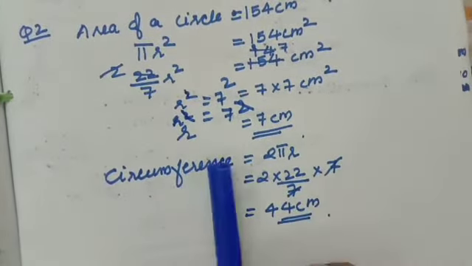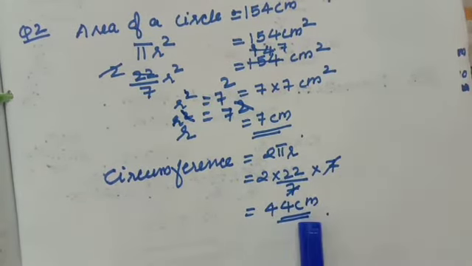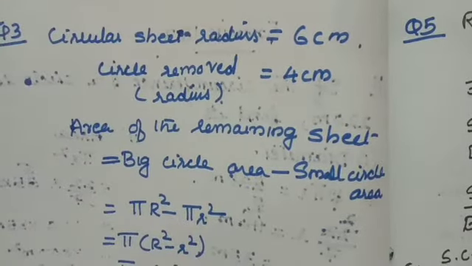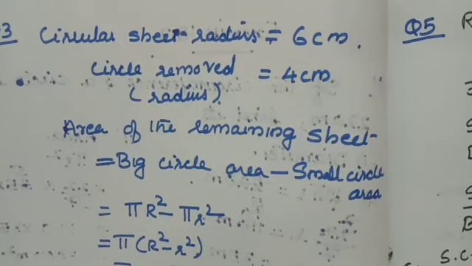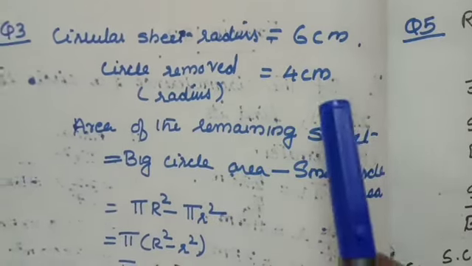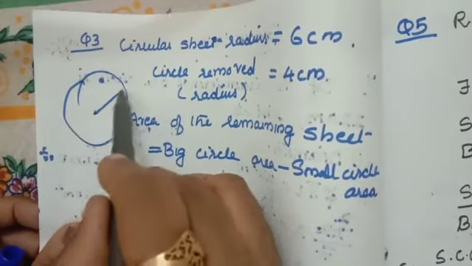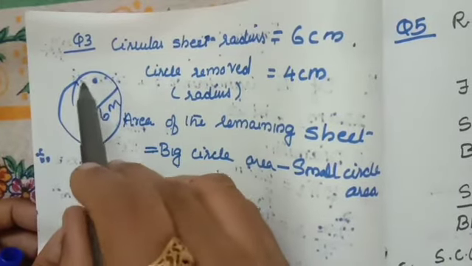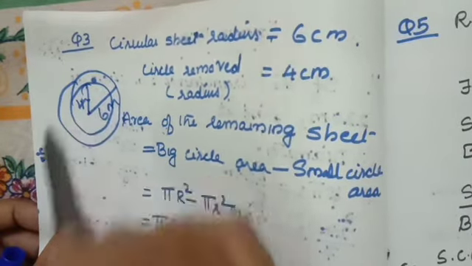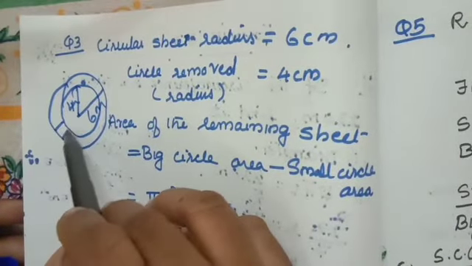R you got. Now circumference formula equals 2 pi r. 2 into pi into r 7, then 44 centimeter. Next question number 3. From a circular sheet of radius 6 centimeter, a circle of radius 4 centimeter is removed. A circular sheet of 6 centimeter radius, you are cutting out one circle of 4 centimeter. Okay. You have to find the remaining sheet. Remaining means the path.